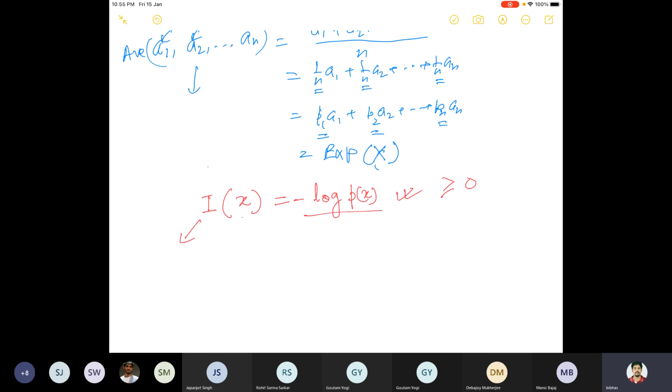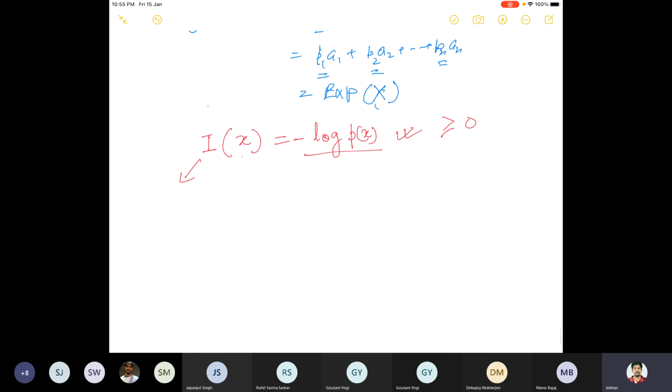And we have also explained, see, this is P(x) and this is I(x). If you increase the value of P(x), then what happens to I(x)? Will I(x) increase or decrease? Let's say P(x) is from 0 to 1. What will happen to the value of the log? If the probability is more, then what will be the value of I(x)?